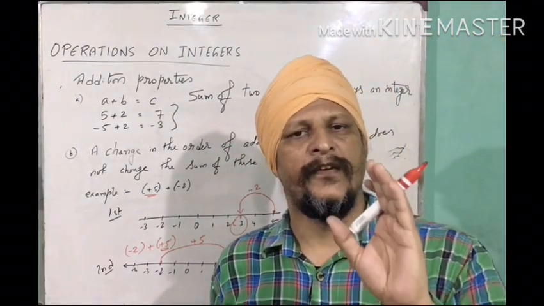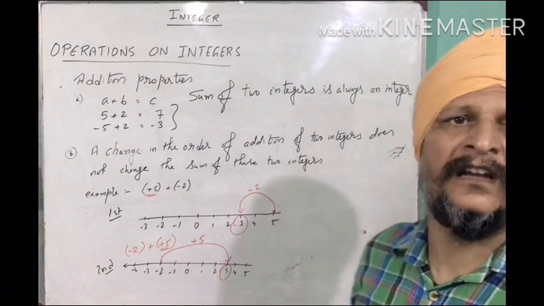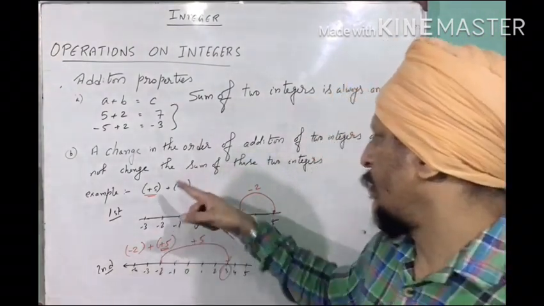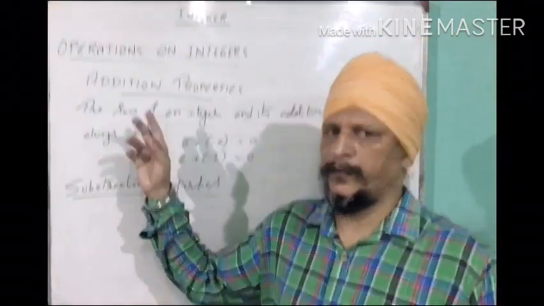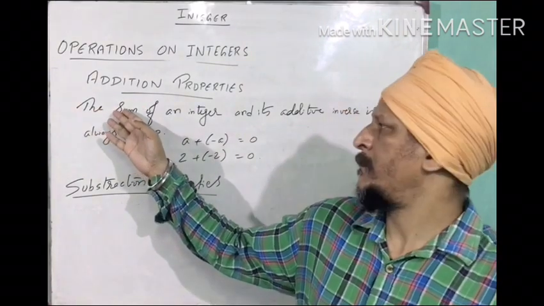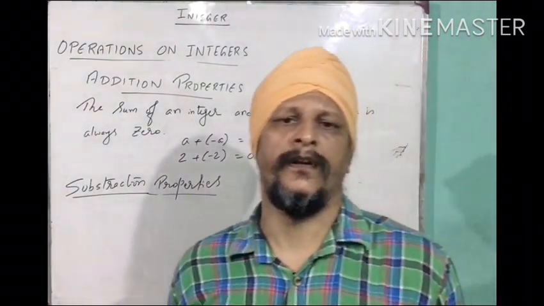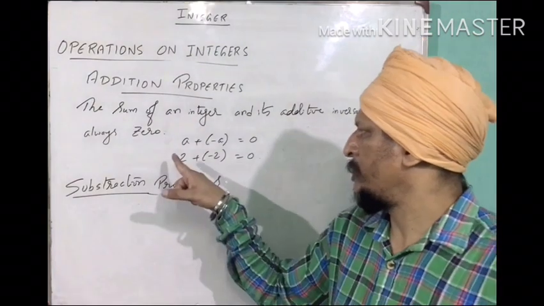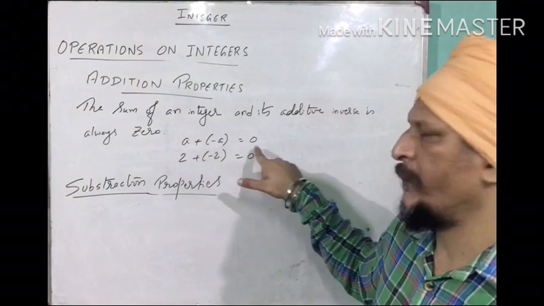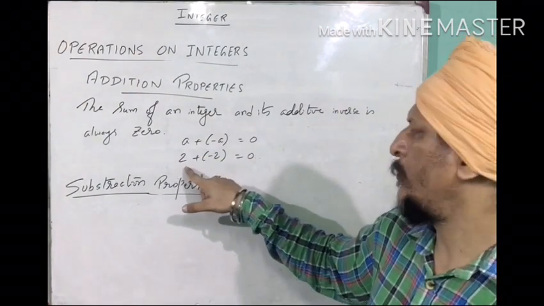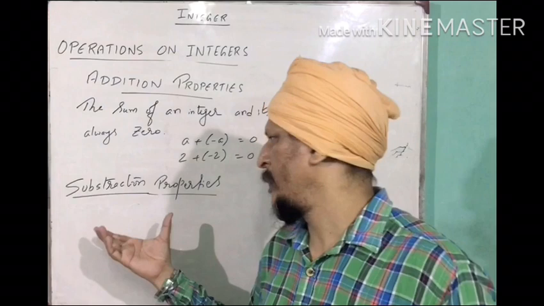Okay, in a similar way we can say that if we change the order of the addition of 3 integers, it also does not change the sum of the 3 integers. Okay, this is the fourth property: when we sum an integer and its additive inverse, we always get 0. Suppose this is an integer and this is the additive inverse, and when we sum them up we get 0. As for example, 2 plus (-2), we get 0. Clear?